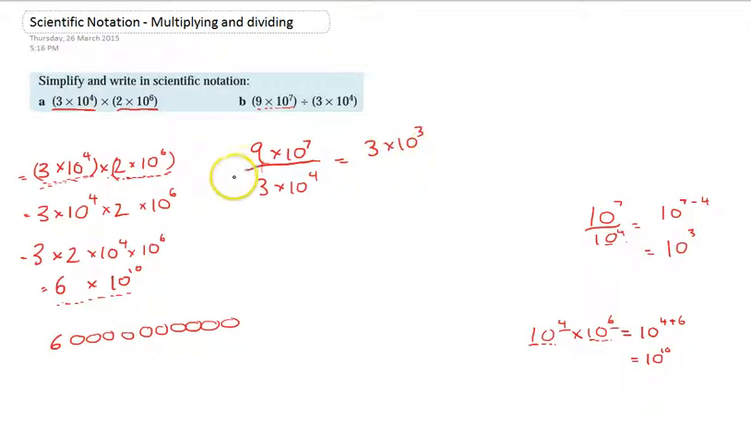Okay, so again, just think a little bit about what we've done here. We had a big number, 9 times 10 to the 7, and we divided it by another big number, 3 times 10 to the 4, and we've ended up with a slightly smaller number, 3 times 10 to the 3. If you divide a big number by a small number, you end up getting a smaller number than what you started with. So that kind of makes a little bit of sense here. Something you're really going to want to practice, make sure you do have a go at these. Practice, practice, practice.